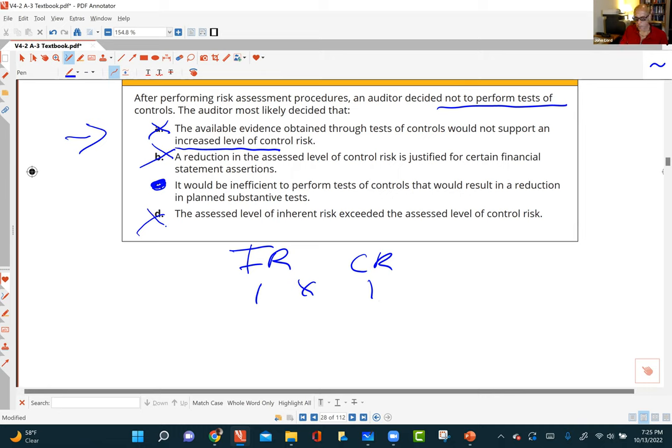Question. Okay. All right. That's the way you need to be looking at that stuff, guys.